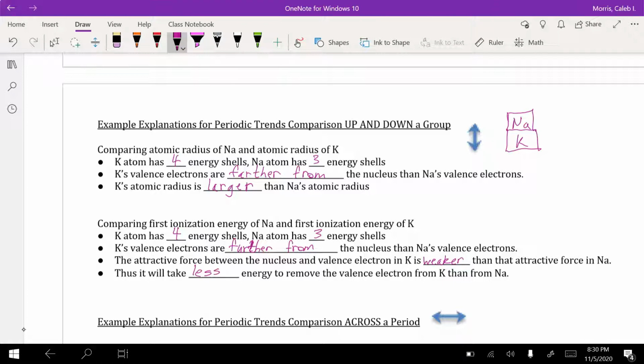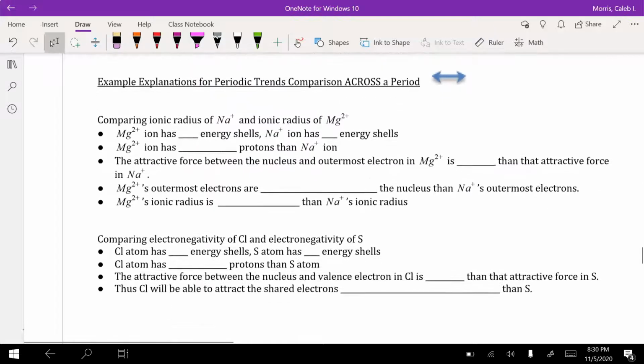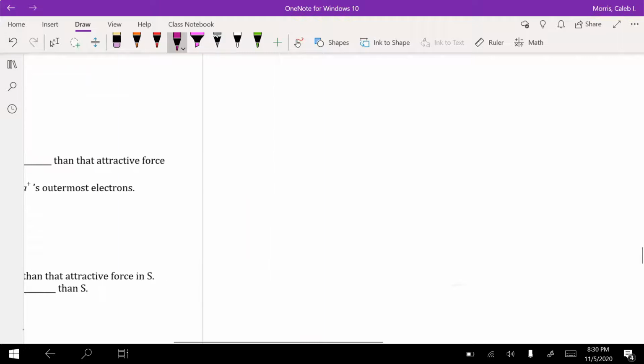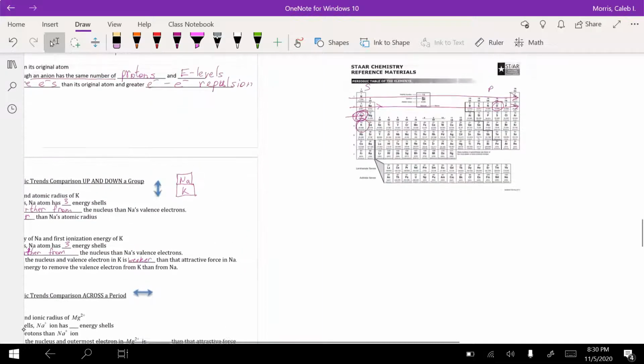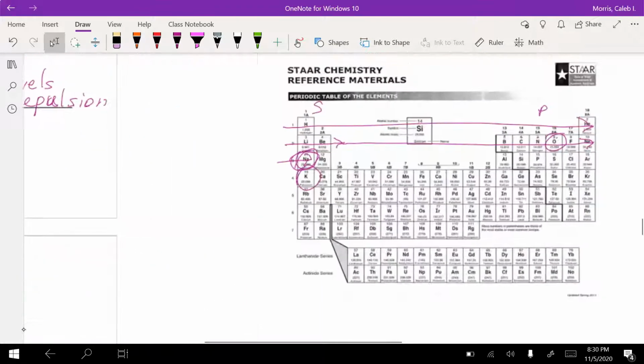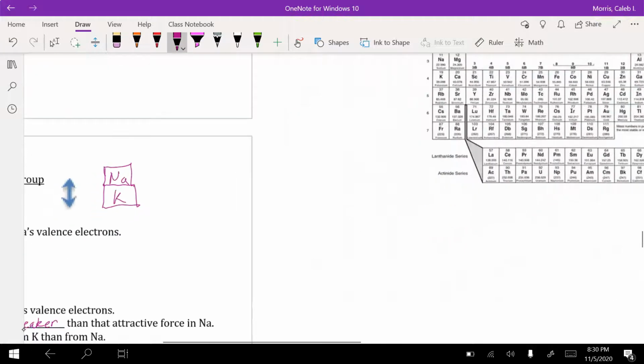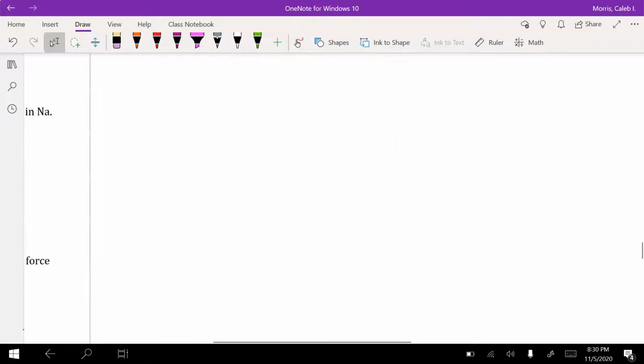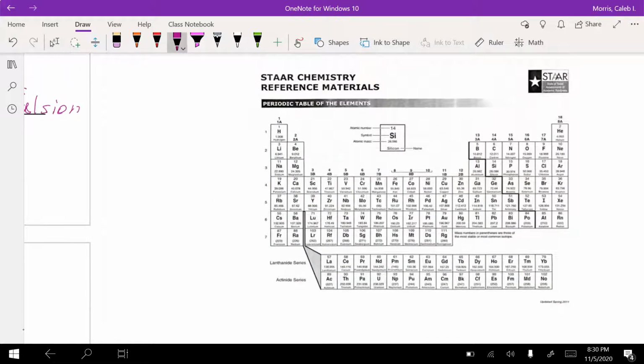Let's look at an explanation going across the period, comparing the ionic radius of sodium and the ionic radius of magnesium. So let's look at sodium and magnesium. And we are talking about the ions, so we got to keep that in mind. I'm going to erase and clear this up just a little bit. Sodium and magnesium. Na is right here. Mg is right here. They're in the 3rd energy level.